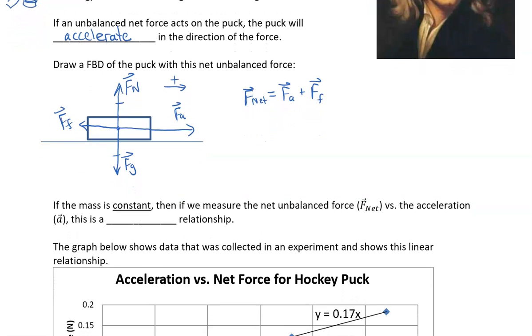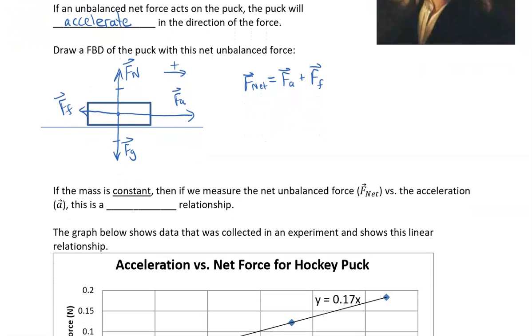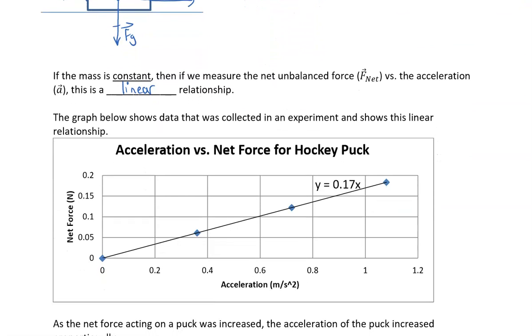If the mass is constant, then if we measure the net unbalanced force, F net, versus the acceleration, we can see that this is a linear relationship. So we can see this on the graph below. I've done an experiment, and I'll walk you through the different values of how I got them. The first value that I had was, if I exert a net force of 0.06 newtons, then my acceleration was somewhere around 0.35 meters per second squared, because net force is on the y-axis, and I have acceleration on the x-axis.